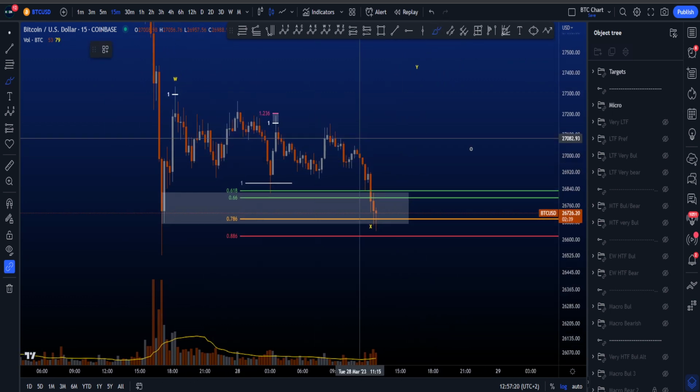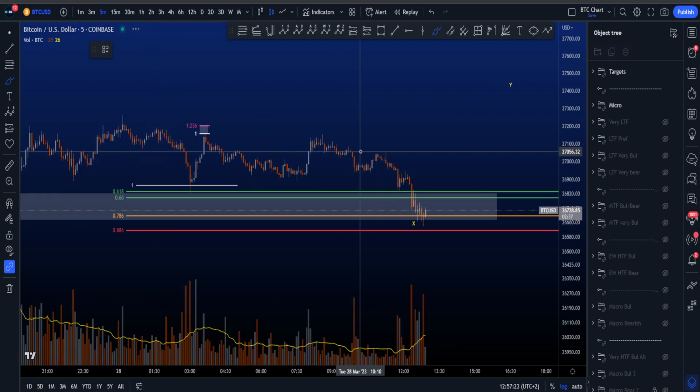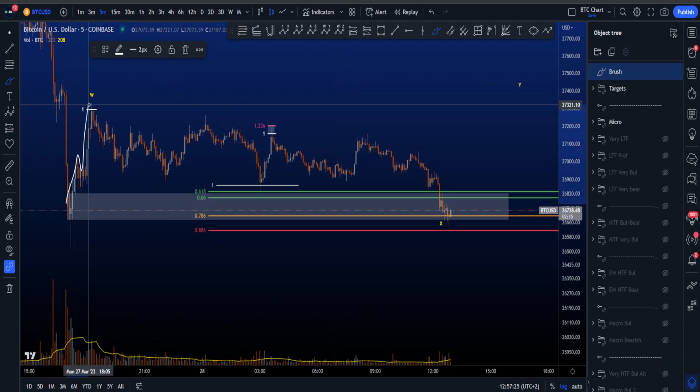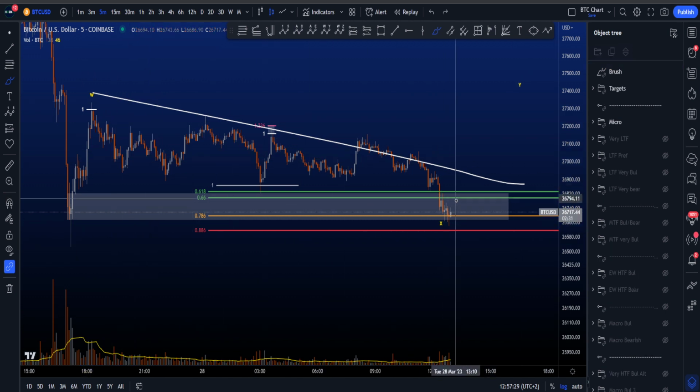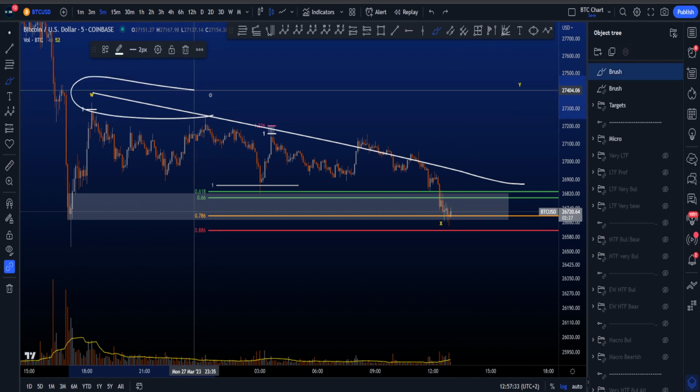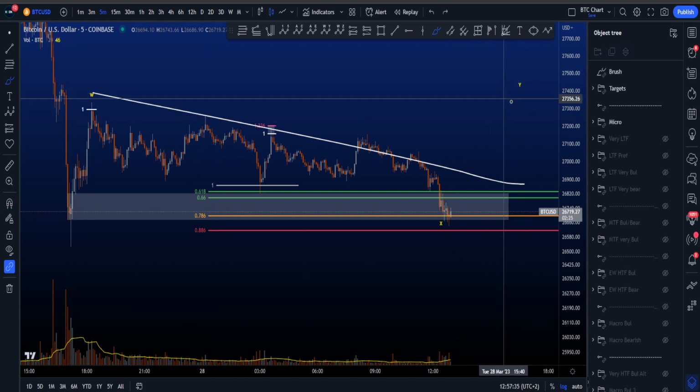So in my opinion, on the very micro low time frame, it would be pretty nice if this is a 3-wave move. Then this looks to be a very corrective channel in a WXY, maybe a WXYXZ, before then moving to the upside, taking some liquidity, and then of course we'll take it from there.